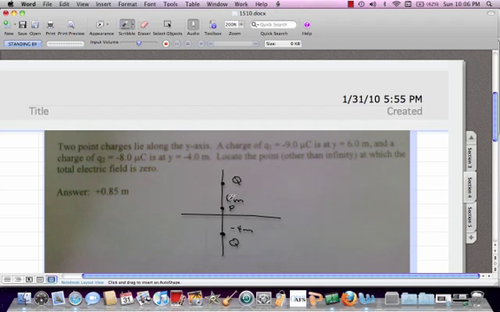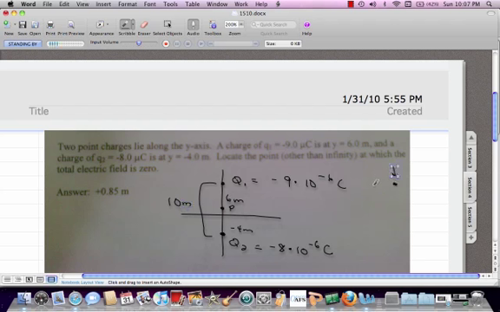And Q1 is -9. So this one's Q1, and it's equal to -9 times 10 to the -6 coulombs. And this one is Q2, and this is -8 times 10 to the -6 coulombs. And so I also know here that the distance between these two is 10 meters, 6 plus 4.